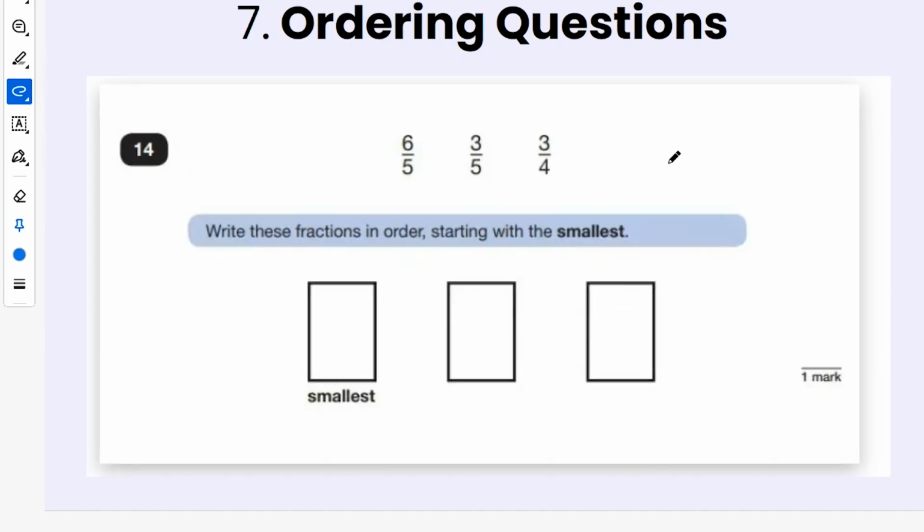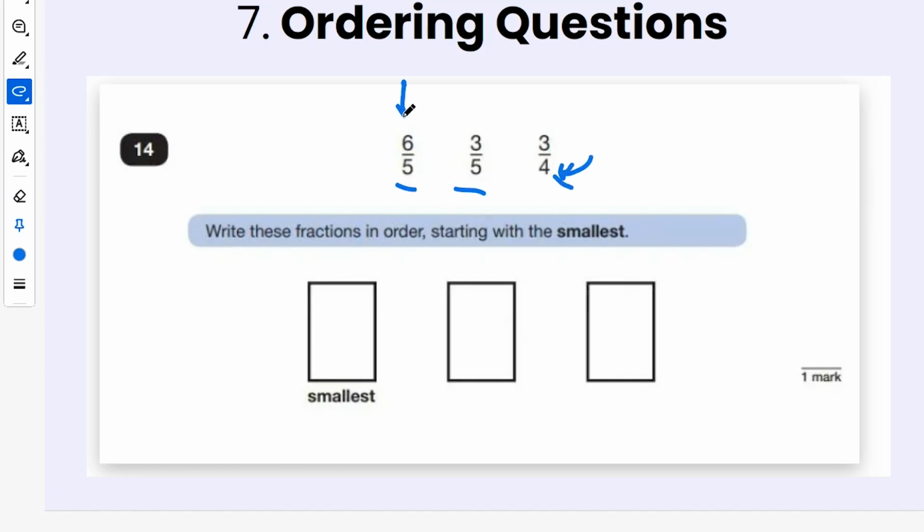Finally, number 7 is an ordering question. Similar to sequencing questions, but slightly more tricky. You might be ordering decimals, you could be ordering fractions, you could be ordering mixed number fractions. In this case, this SATS question is saying, write these fractions in order starting with the smallest, which would be straightforward if the denominators were the same, which they aren't, because that is quarters.